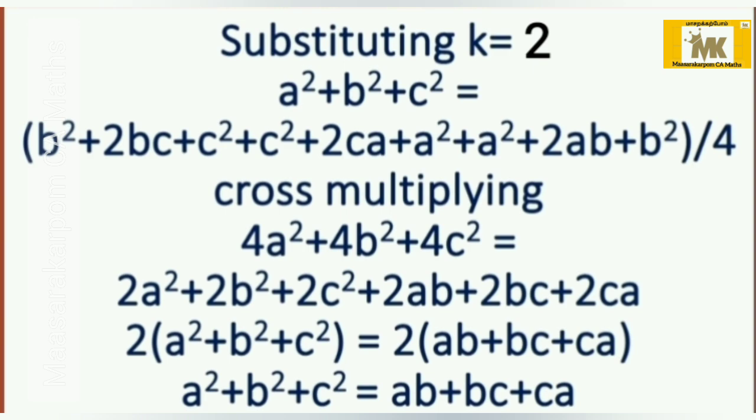Then substitute k is equal to 2. Bring the terms in a squared, b squared, c squared to one side. You will get 4a squared minus 2a squared, 4b squared minus 2b squared, 4c squared minus 2c squared, that is twice a squared plus b squared plus c squared is equal to 2 times ab plus bc plus ca. So a squared plus b squared plus c squared is equal to ab plus bc plus ca.